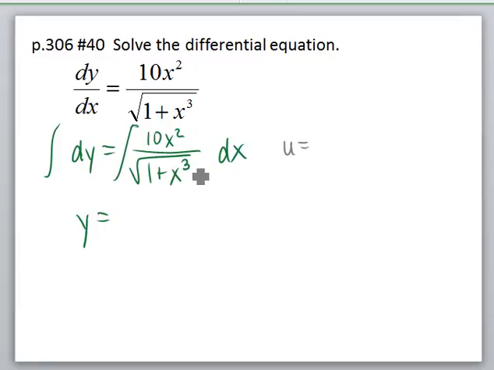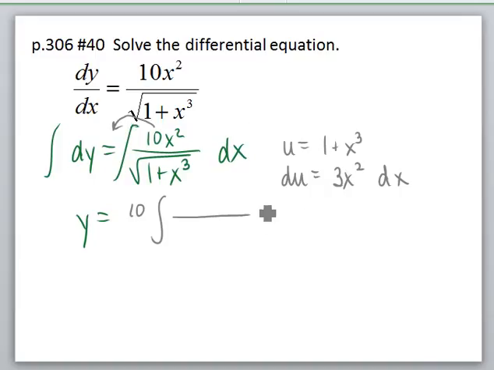I'm going to pick what's in the parentheses right here, which would be the 1 plus x cubed. I'll take the derivative of that, and we'll hope that we get what we need. We get a 3x squared dx. Not exactly what I need, but I can work with that. So what I'm going to start out by doing is putting this 10 out front. So I move this 10 out front.